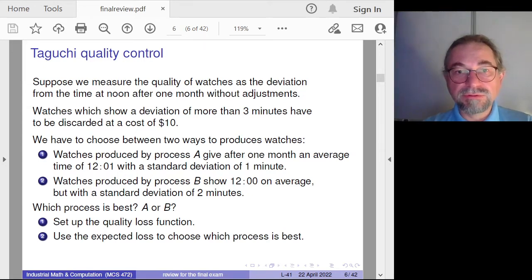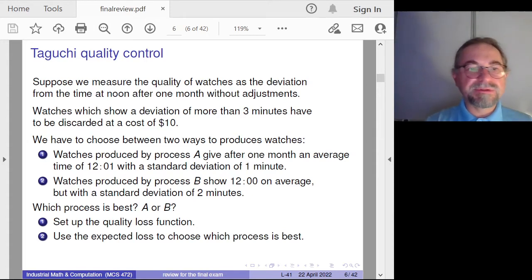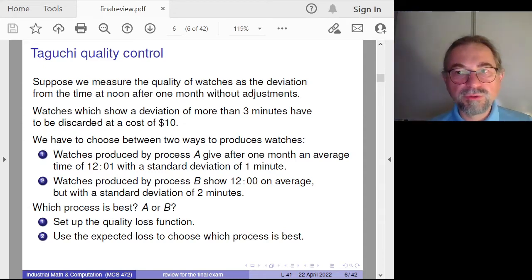In the past we have two choices. We have experience with two means of production. Watches of the first process, we call process A, are always behind by 1 minute after a month, but the standard deviation is a minute. The second type of watches, produced by process B, is on average correct after a month, but the standard deviation is not 1 but 2 minutes. So from the quality control perspective, and in particular Taguchi quality control, which process is the best of the two? You could say this with your own preference, but you must use the notion of expected loss to justify your choice. So you will not get any credit if you just guess A or B.